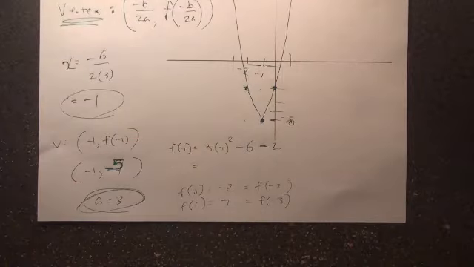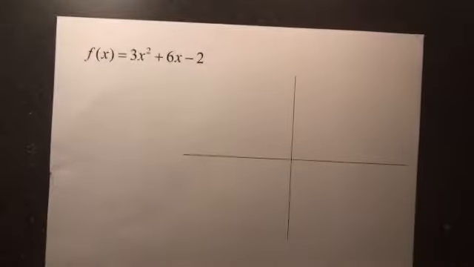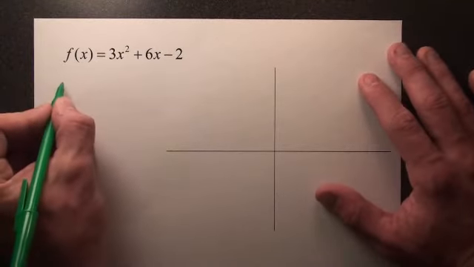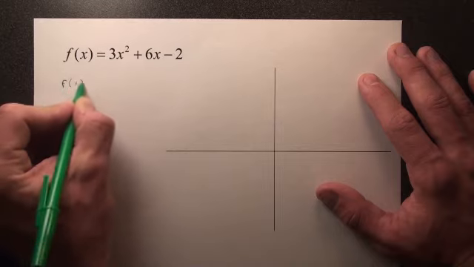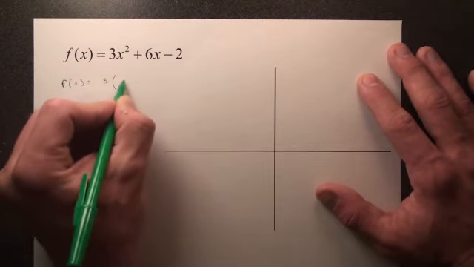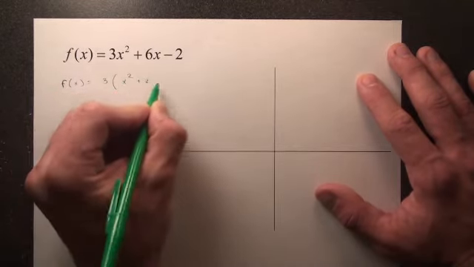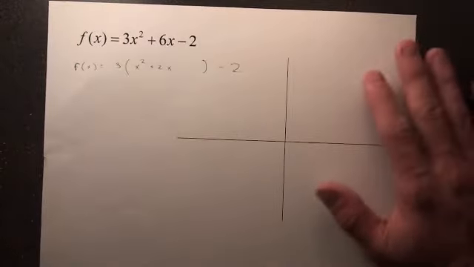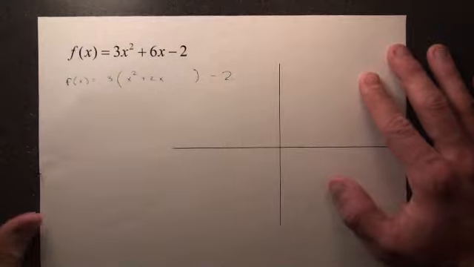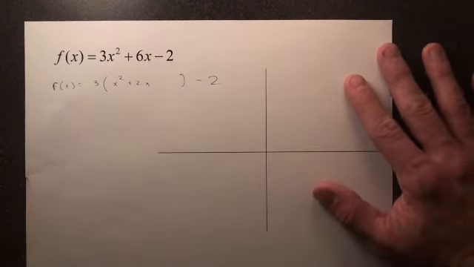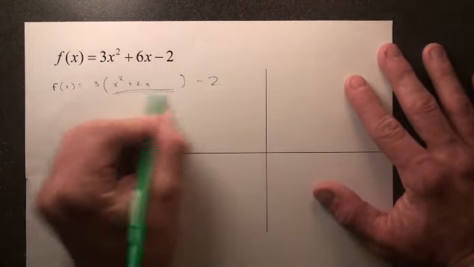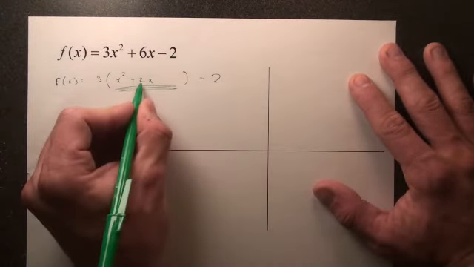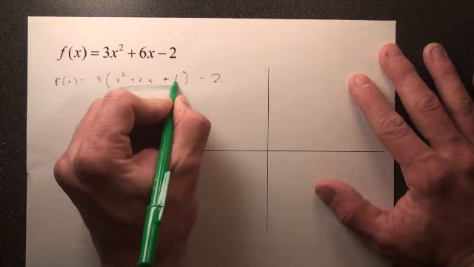There's one other way to do this, same problem, without using the vertex formula. What you could do is factor out the 3. So we're going to factor out this 3 and call it x squared plus 2x. We're going to put the minus 2 on the outside. Then we're going to complete the square on the inside. To complete this perfect square, that would give you 2 over 1. Now watch the other videos, but you're going to end up adding plus 1.